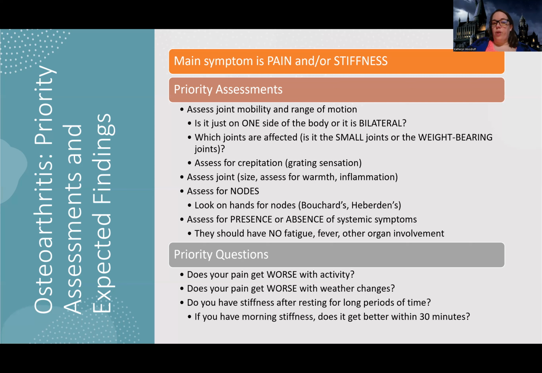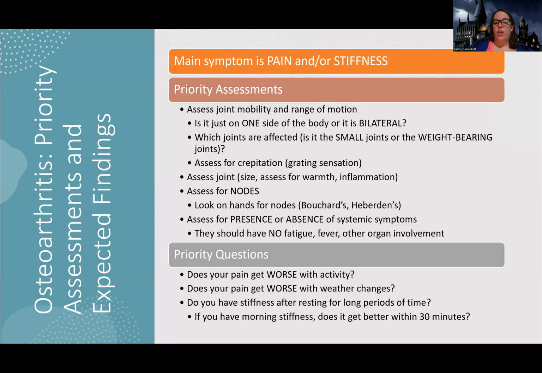And then the other thing that we're going to do to help differentiate is look for presence or absence of systemic symptoms. For a patient with osteoarthritis, it's just a bone on bone issue. There's no other systemic disease going on. But when we talk about rheumatoid arthritis, this is an autoimmune disease that can affect every organ in your body. So they have a lot of times systemic symptoms or other general symptoms, whereas osteoarthritis is usually just the joint issues.